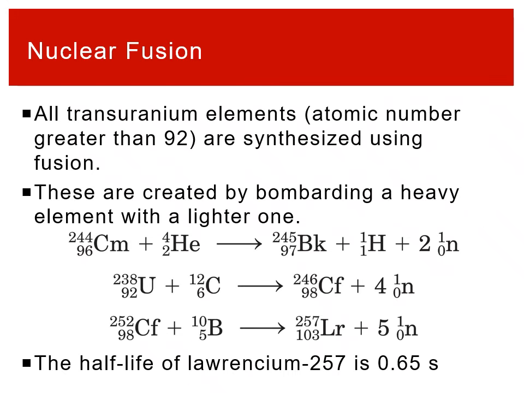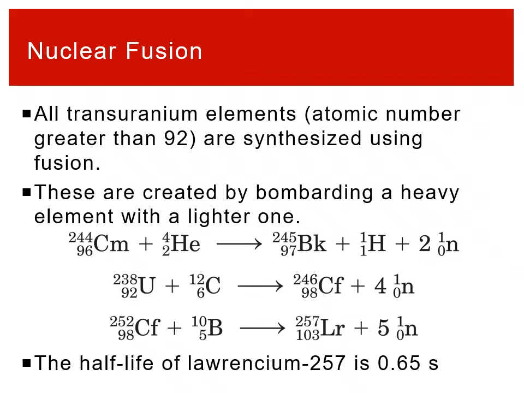Fusion does have other uses. And one of the big uses of fusion is in forming new elements. So all transuranium elements, so that'd be anything with an atomic number greater than 92. Uranium is 92, trans means across uranium. So anything greater than 92, those nuclei are not stable, period. The only way to get them is through synthesizing them.